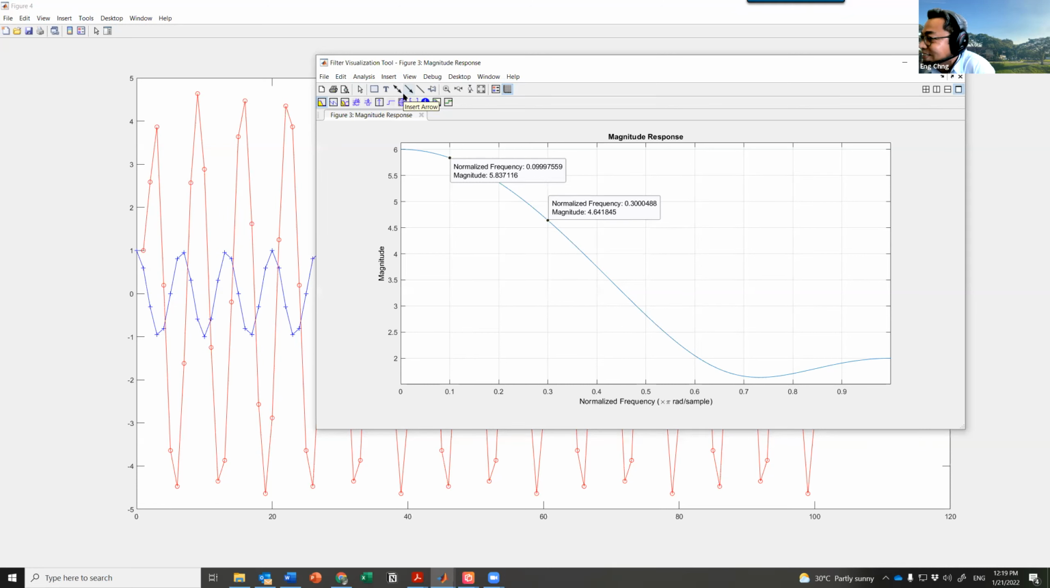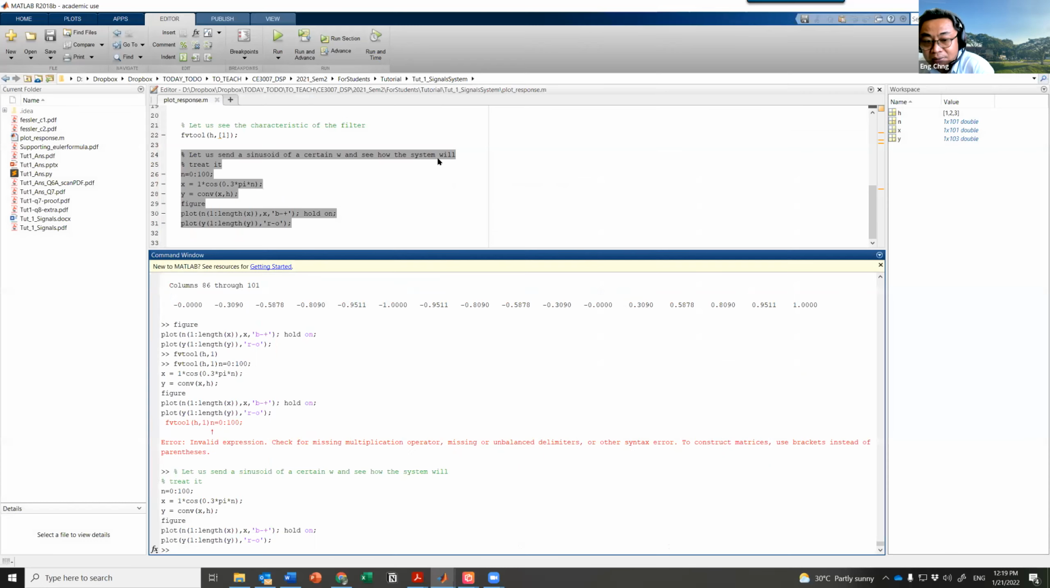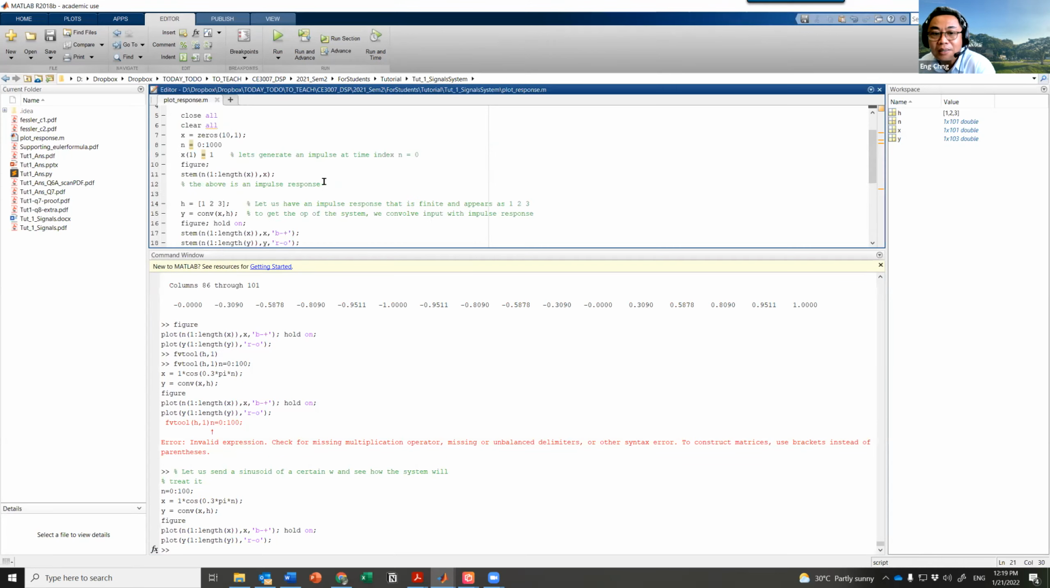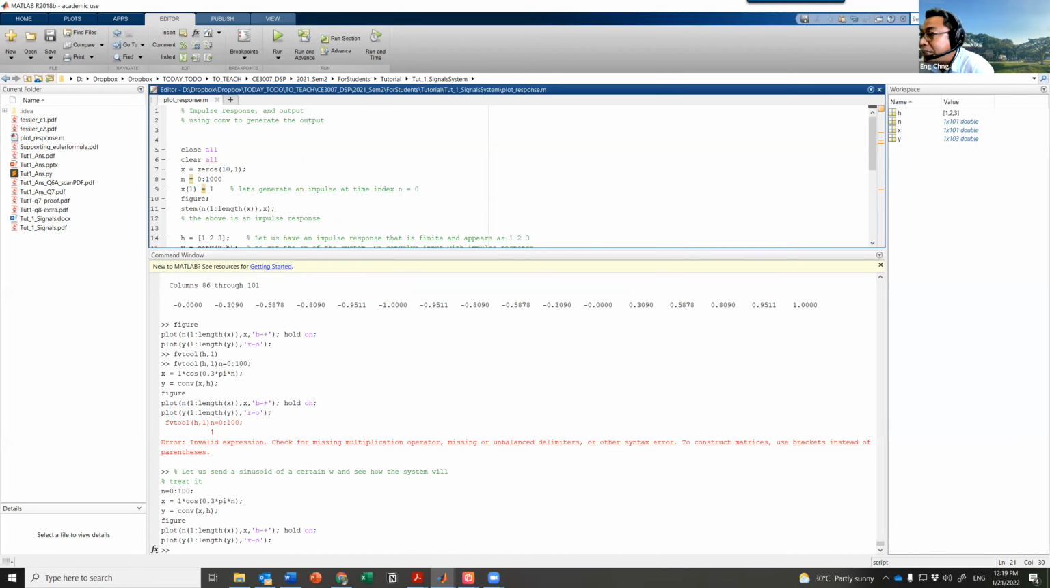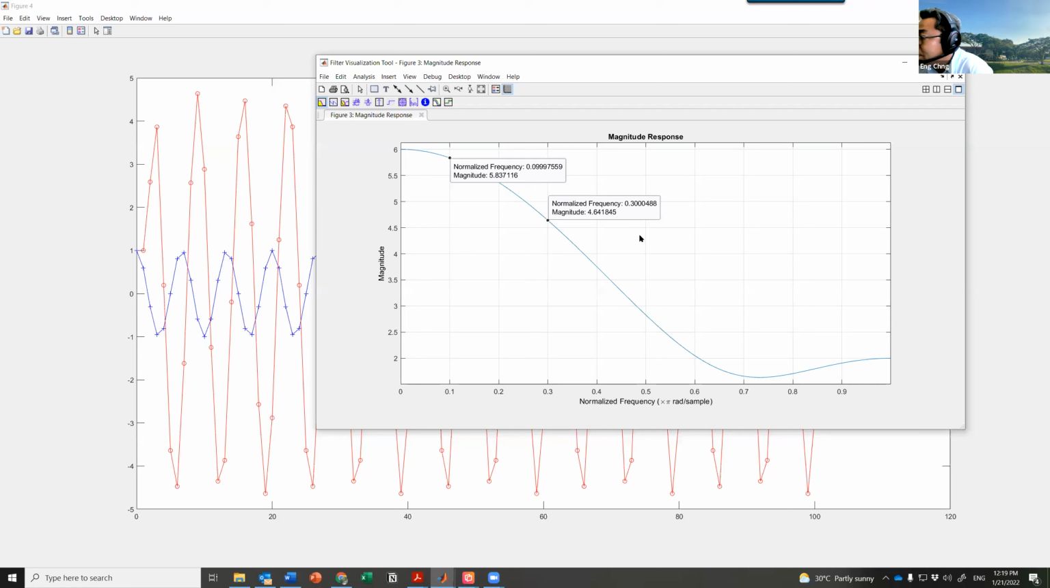Not today. But I will ask you to use MATLAB and play with FV2. That's all I'm playing with. I'm using MATLAB only as a calculator, right? They have all these functions that I know have been implemented correctly. So I have nothing to do. I'm just checking whether the magnitude response is good or not.